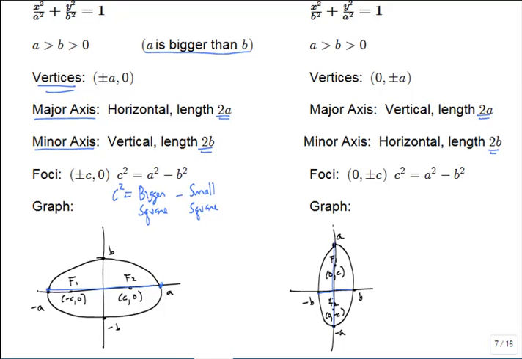Since the major axis was vertical, these 2 points on the top and the bottom of our ellipse would be our vertices, so their x value would be 0, and their y coordinates would be plus or minus a, whatever that bigger square root number is. And then it's the same relationship for c squared. It's still the a squared minus the b squared, the bigger square minus the smaller square. But this time your foci are going to be on that y-axis, so they would be in the y coordinate right here.